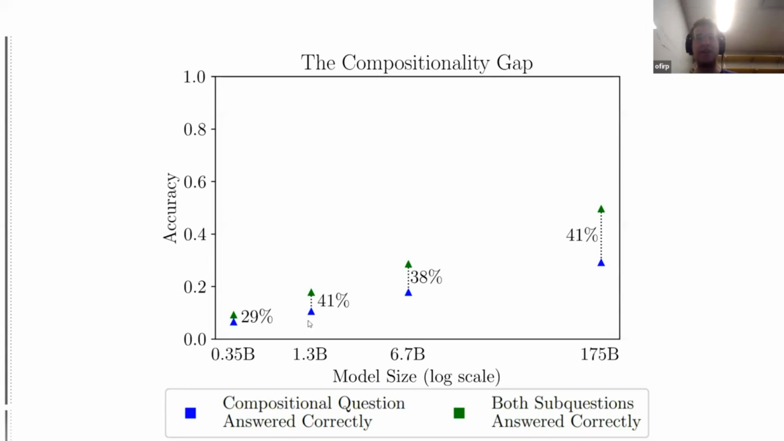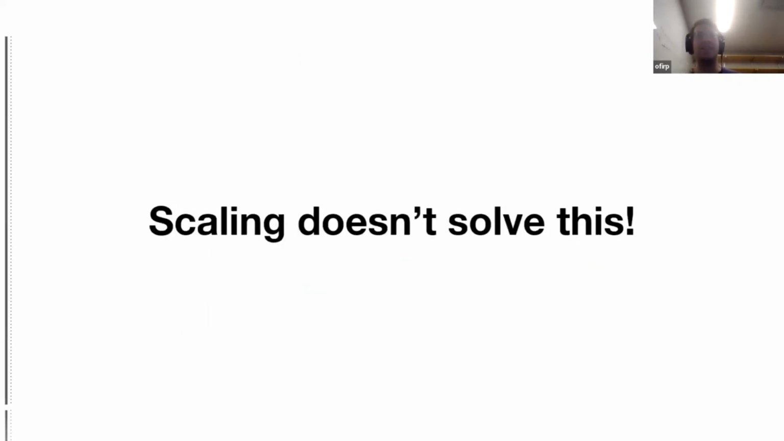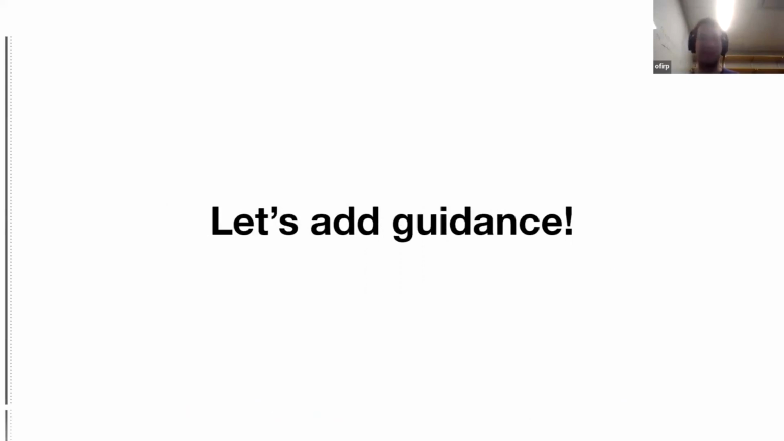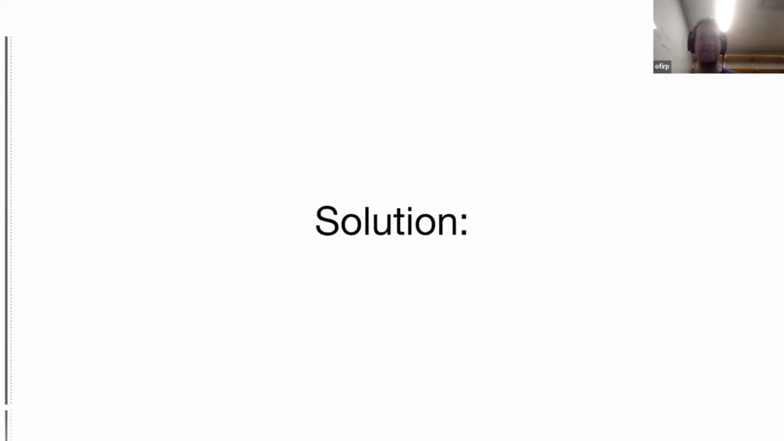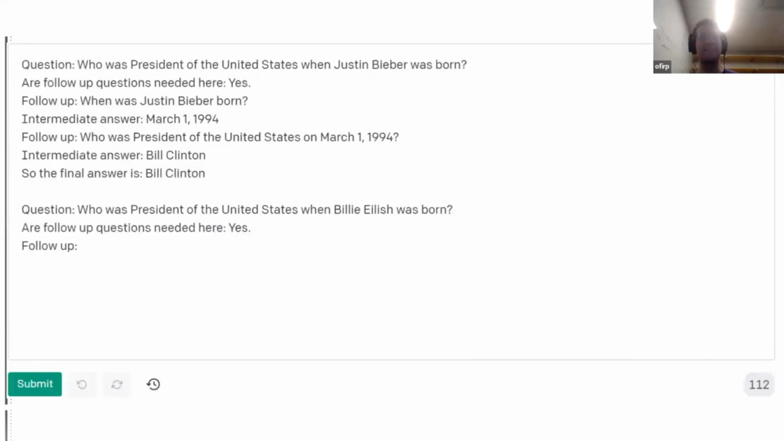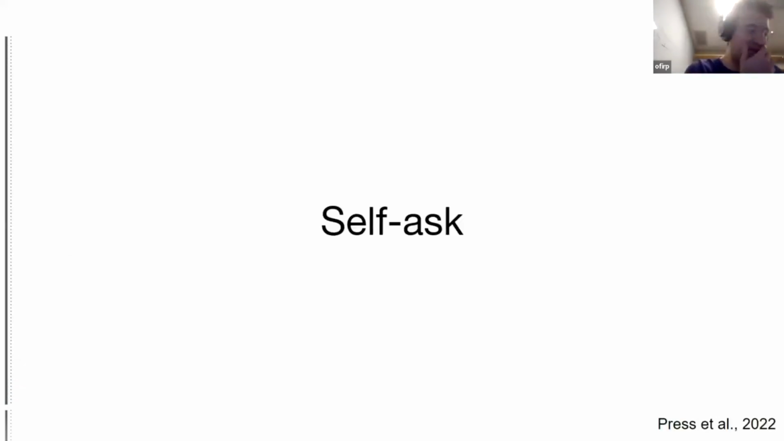So as these models become bigger, they can answer more of these sub-questions. They can answer more of the compositional questions, but the gap is 40%. So scaling doesn't solve this. So we're going to solve this by adding guidance. A solution is called self-ask, and it's very simple. I'm really excited about the solution because it doesn't require more training data. It doesn't require fine-tuning. It simply requires changing the prompt.